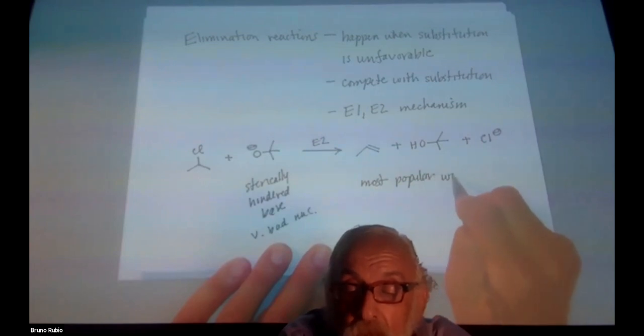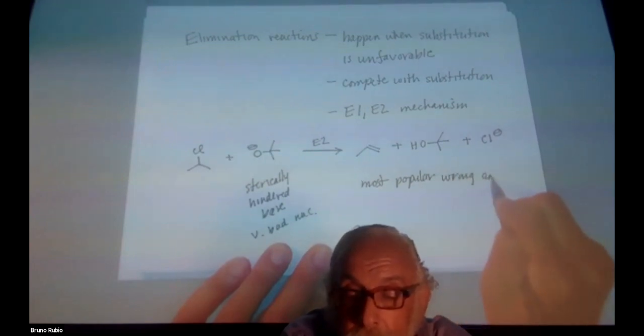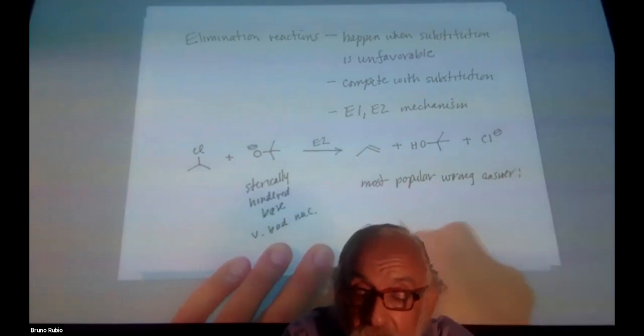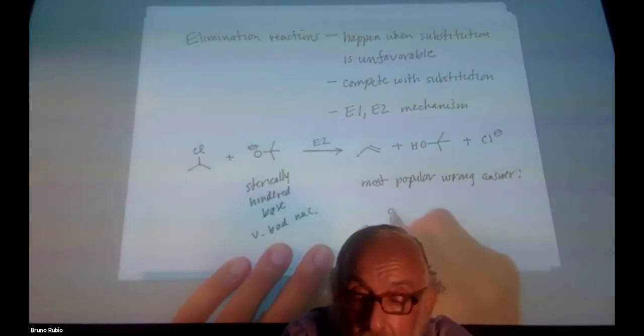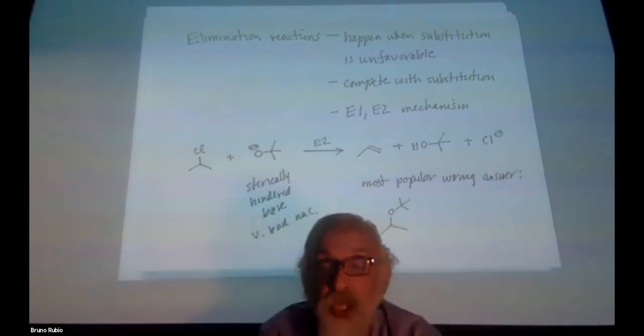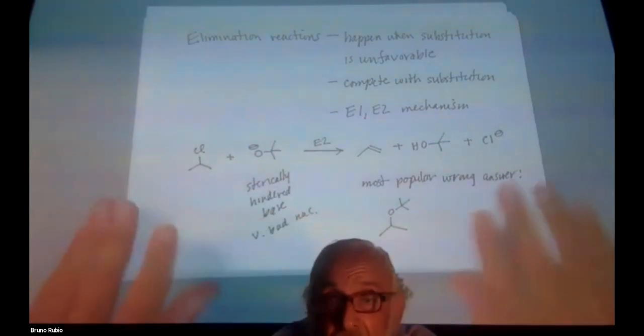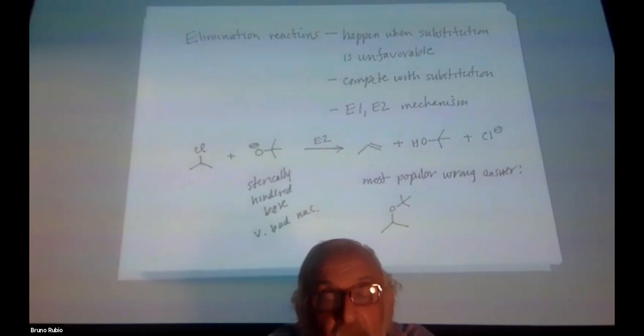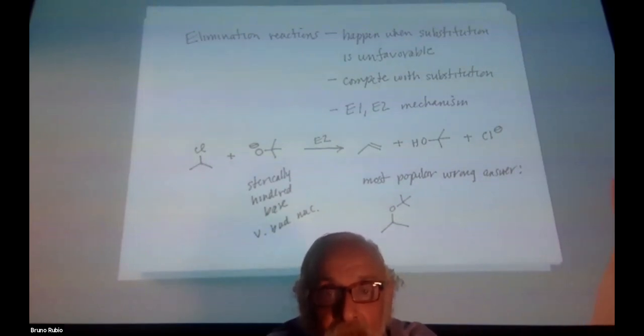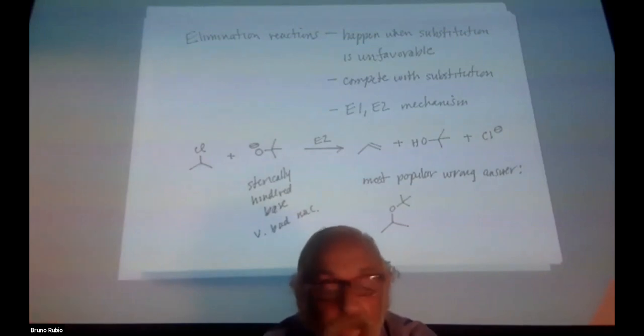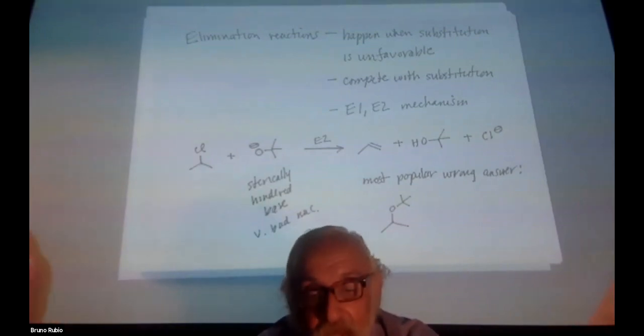Most popular wrong answer is this guy down here below: the SN2 product. Impossible. The nucleophile is too crowded. It can't get in there to push the leaving group out. So although it looks like all of the fixings, all of the ingredients for SN2 are there, it will not be an SN2 reaction. It will be an E2 reaction.